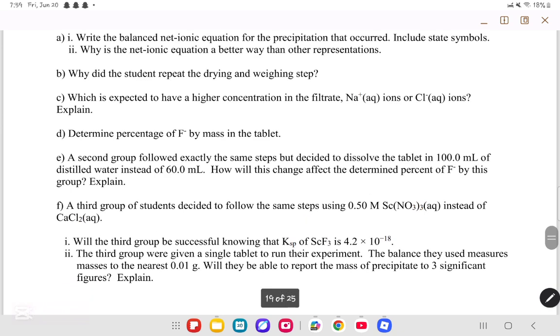Now part E, what does it say? It says a second group followed exactly the same steps but decided to dissolve the tablet in 100 milliliters of distilled water instead of 60 milliliters. How will this change affect the percentage of F minus found by this group?